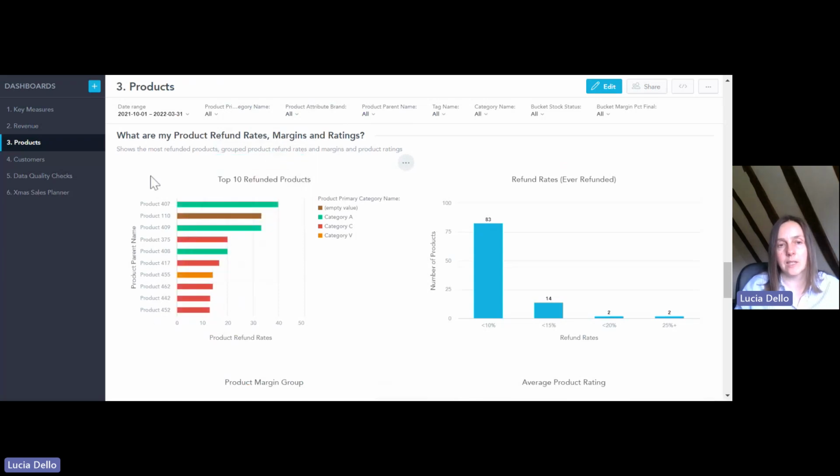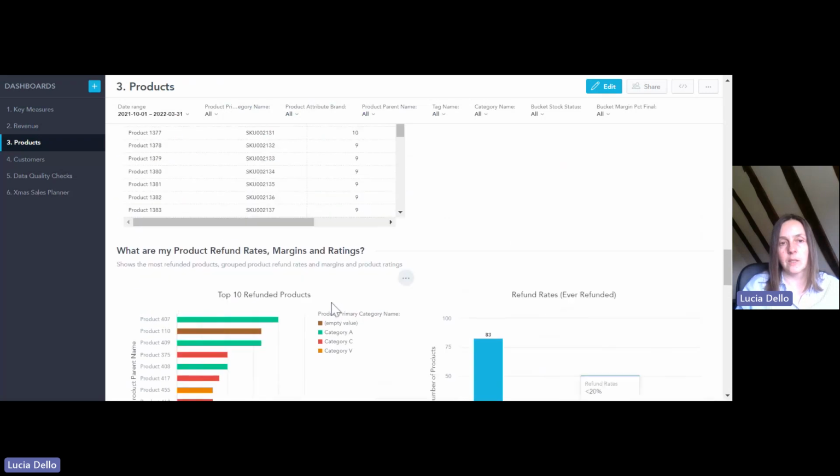This brings back the category, because again, you might find that certain categories in your portfolio of goods being sold tend to be returned more. This report here looks at the overall picture, so you understand how many of your products got a refund rate less than 10% and so on. So you might want to look at particular issues.